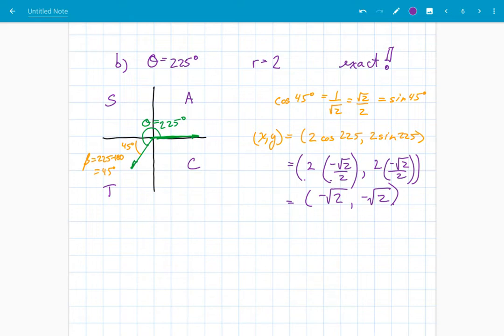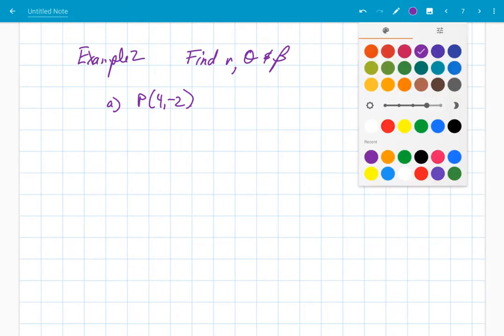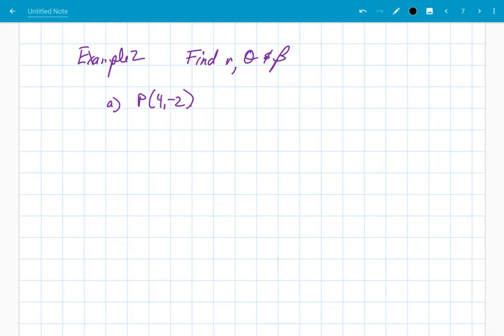Okay, when you're ready, you can go on. Find r, theta, and beta for this. Now it doesn't say to do it, but I always sketch. So it's 4 and negative 2.